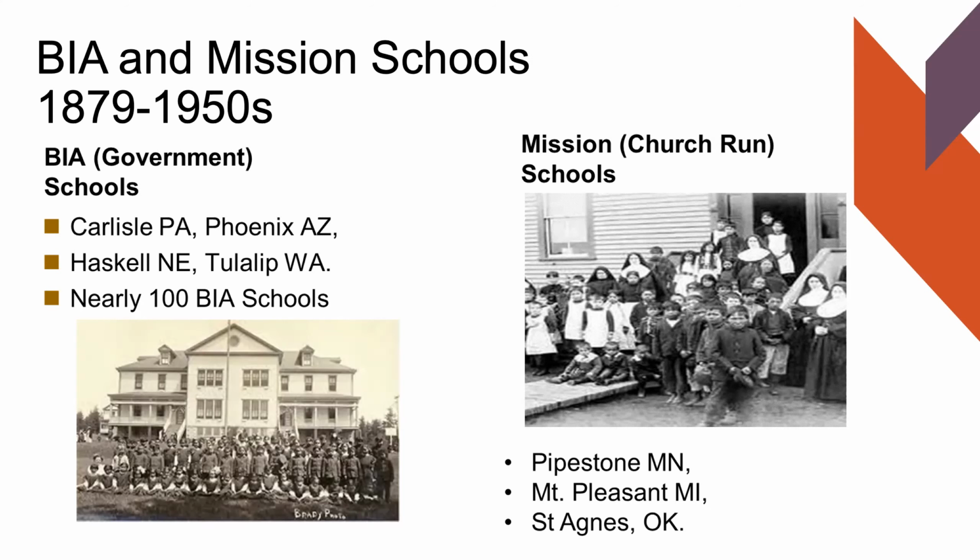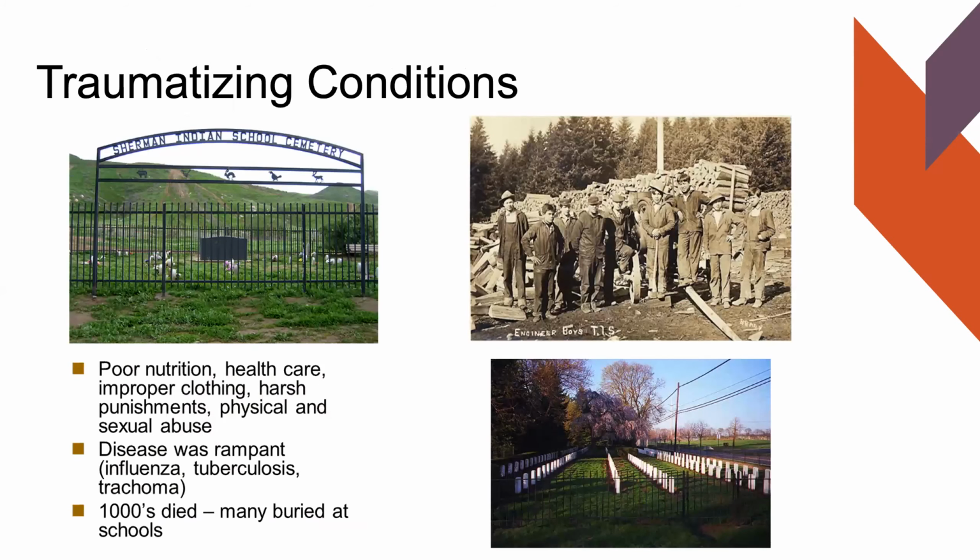At one point in time, there were probably over 20,000 students within the boarding schools, both the BIA ones and the mission ones, across the country. And of course, they were not fun. The conditions themselves were very traumatizing: poor nutrition, improper clothing, harsh punishments. There was rampant physical and sexual abuse, and disease was rampant within them. The boys basically did hard labor for half the day and were in the classrooms the other half. The girls did household duties. They learned how to cook and sew and clean for half the day, and then they were in the classrooms half the day. And literally hundreds, if not thousands, of Native children died while they were at boarding schools.